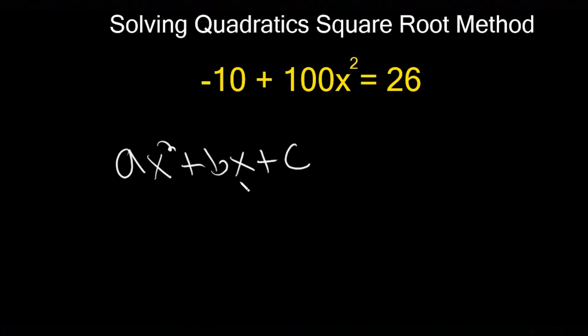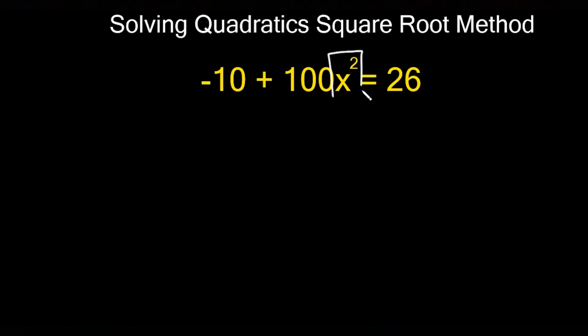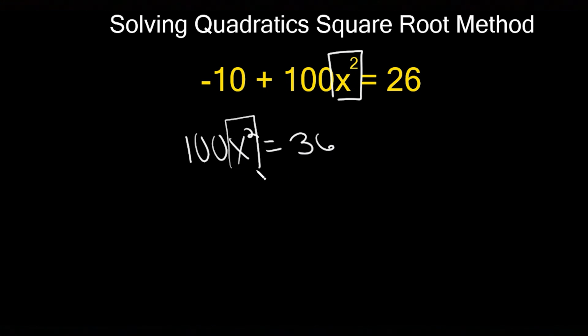All right, so let's go ahead and try our first example here. Now, your goal is, when you're missing that bx term, you want to isolate x squared, and then from there, you'll go ahead and take the square root on both sides. But again, before you do that, you have to isolate it. So our first step here, we have to take this negative 10 and move it over, meaning I'm going to add 10 on both sides. When I do that, I get 100 x squared equal to 26 plus 10, I get 36 here. So 36. From here, I want to divide by 100 because, again, I'm trying to isolate x squared here, okay?